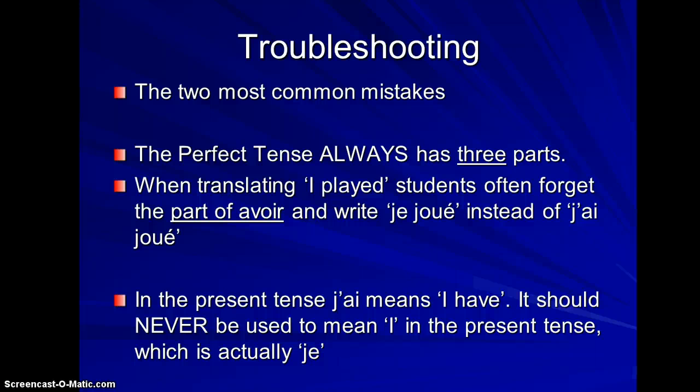So here's a few things just to bear in mind when we're actually going over the perfect tense with avoir. Here are the 2 mistakes I see most often when students are actually trying to speak this language. The perfect tense always has 3 parts: subject, part of avoir, and a past participle. And often I've seen work where students have written I played, forgetting that actually the part of avoir still needs to be there. Hence I see je jouais, when in fact it should be j'ai joué. And the other mistake I often see quite a lot is when they're not using the perfect tense, but actually using it in the present tense. They think that j'ai means I, when in actual fact it means I have. It should never be used to mean I alone in the present tense. And you should know that, because you know it is just simply je.